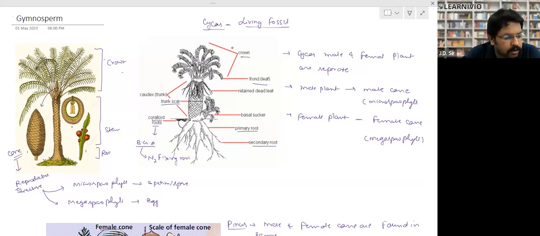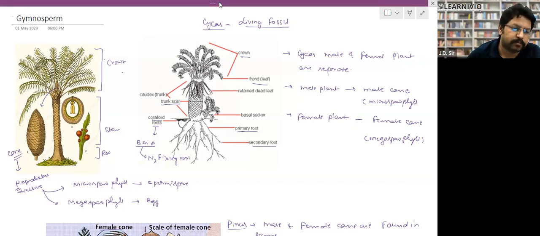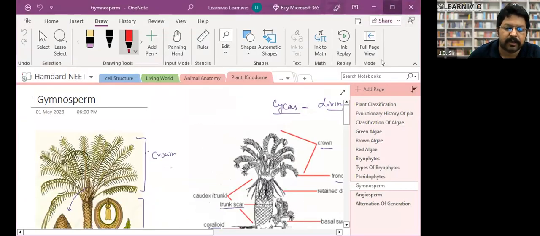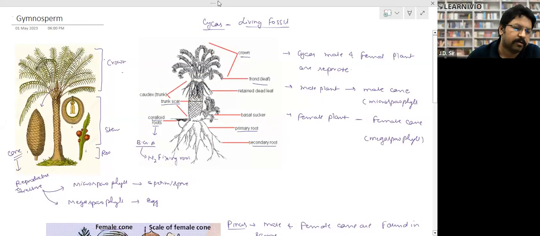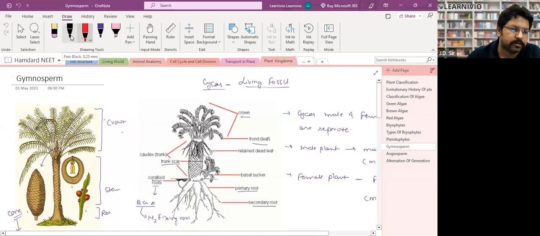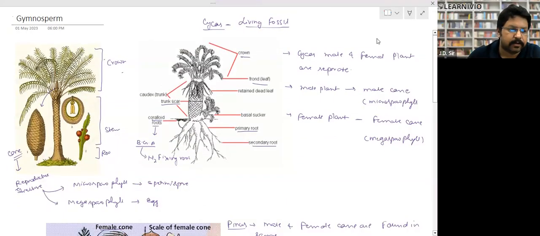Yes, sir. Now next is the gymnosperm. Gymnosperms are those plants which have seed. Gymno means naked and sperm means seed. So those plants which have the naked seed are called gymnosperm. Clear? So gymnosperms arrived on the earth millions of years after the pteridophytes, right?